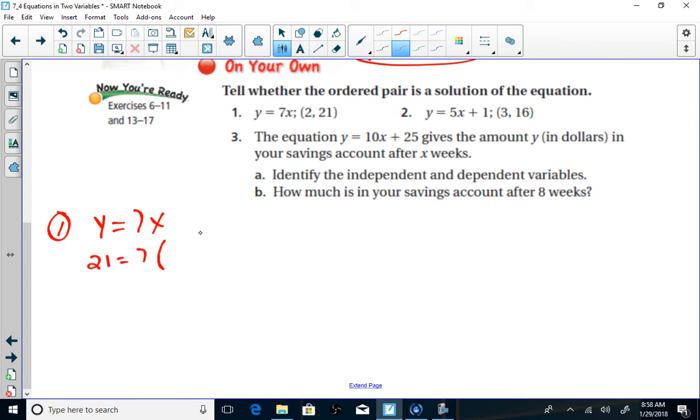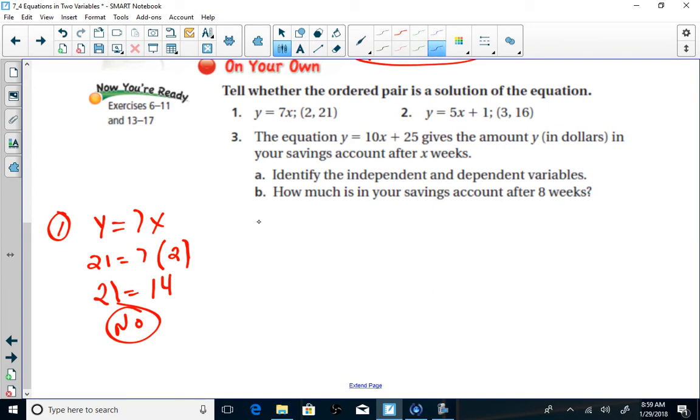I'm going to take y, replace it with 21. Is that equal to 7 times, replace x with 2? Is 21 equal to 7 times 2, which is 14? The answer to that is no. Which means 2 and 21 is not a solution of that equation.